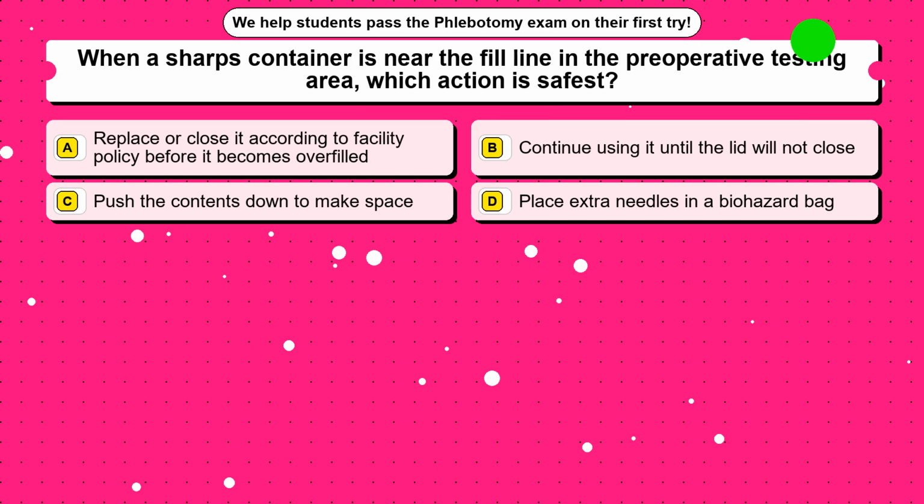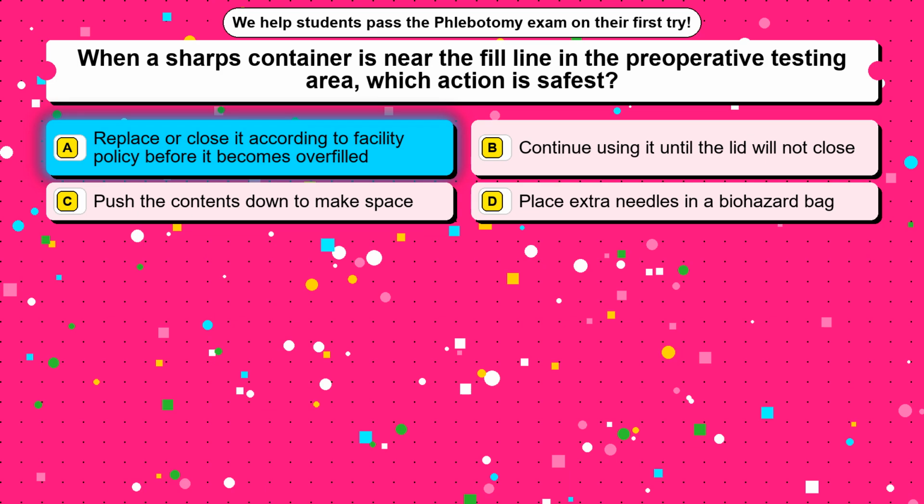Question 22. When a sharps container is near the fill line in the preoperative testing area, which action is safest? Option A. Replace or close it according to facility policy before it becomes overfilled. Option B. Continue using it until the lid will not close. Option C. Push the contents down to make space. Option D. Place extra needles in a biohazard bag. The correct answer is option A.